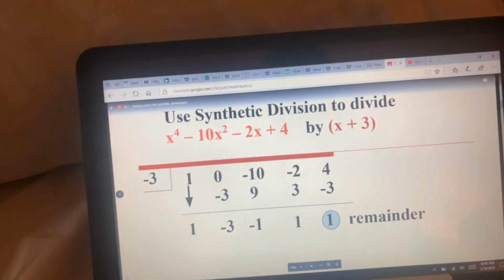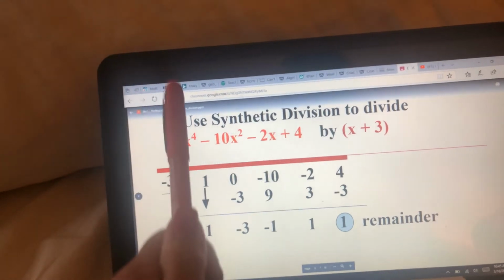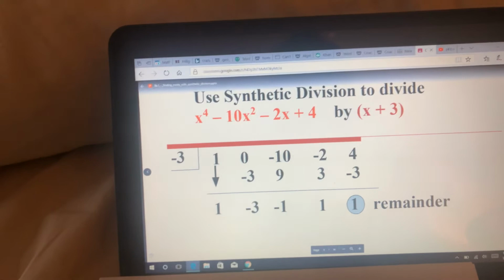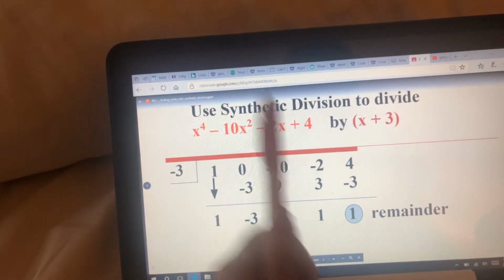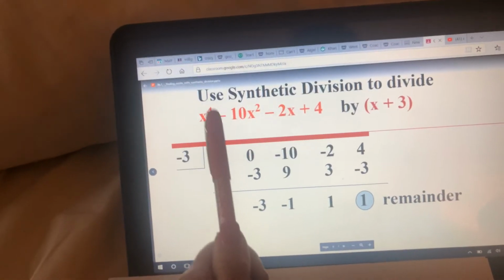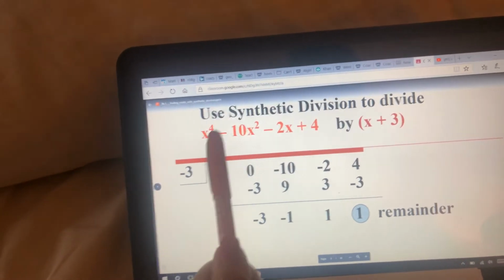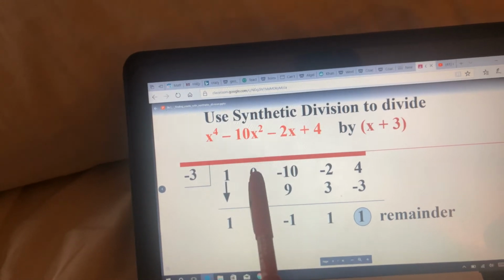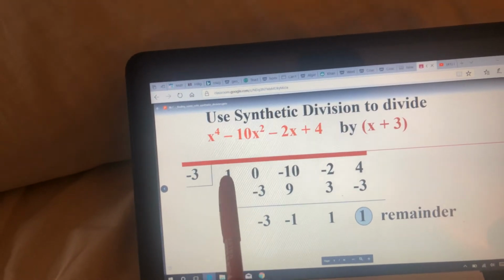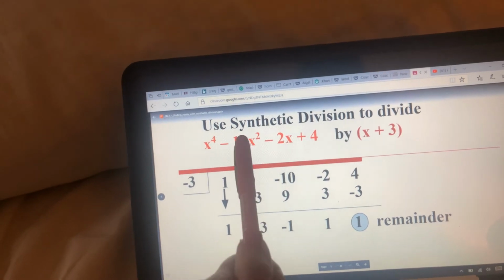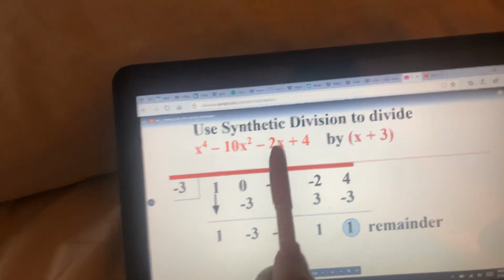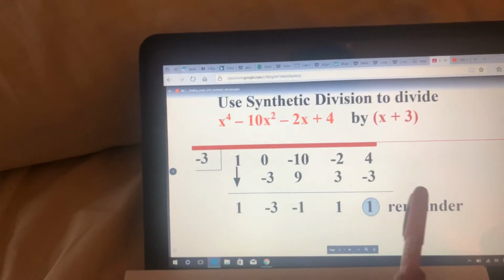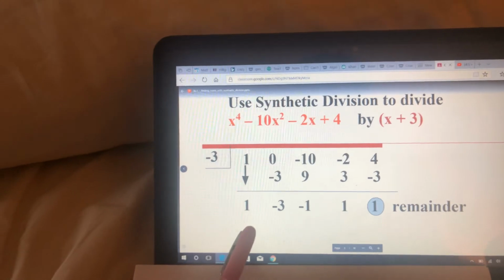Now, I forgot to mention also that you have to line your exponents in order, like in standard form. So we have 4, 2, 1. But if you'll notice, we're missing an x cubed. We have to have that x cubed, and it's going to be 0x cubed. That's why we're putting in a 0. So this 1 goes with x to the fourth, the 0 goes with x cubed, the negative 10 with x squared, negative 2 with the x, and then the 4. Next, you're going to draw a line underneath and bring that 1 down.